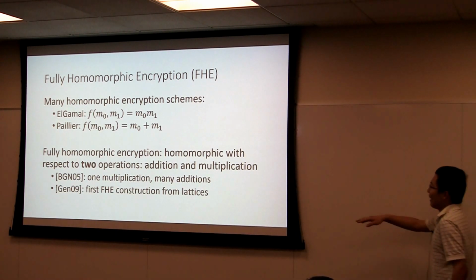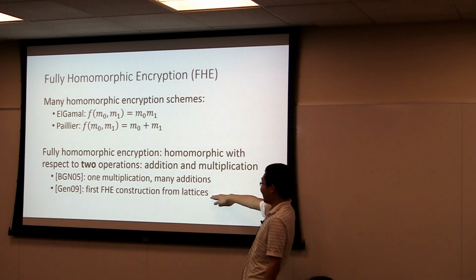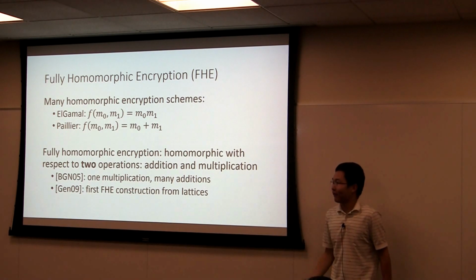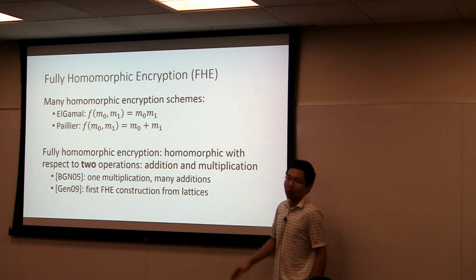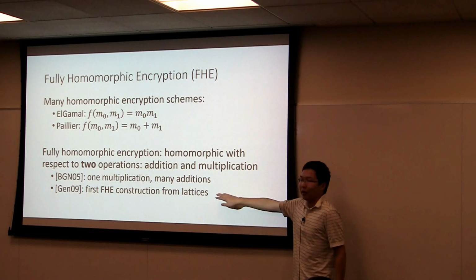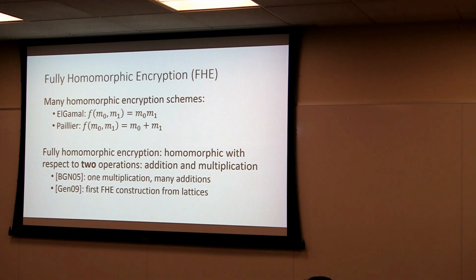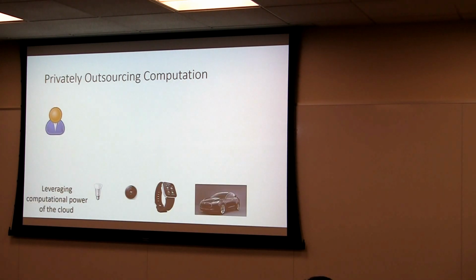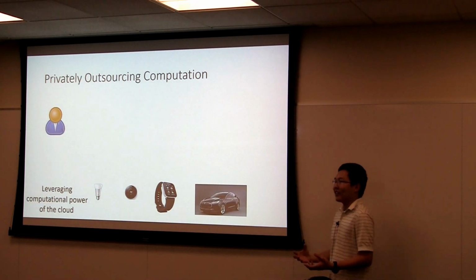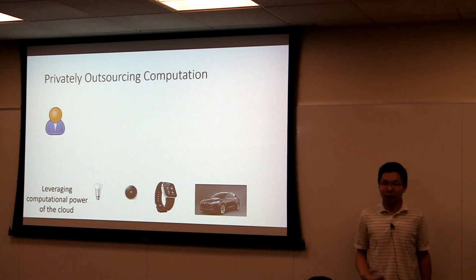And in 2009, Craig Gentry, in his PhD thesis, basically gave the first construction of actual fully homomorphic encryption. His original construction was based on ideal lattices. OK. So now I'll get to the question of how we can actually use homomorphic encryption to do useful computation.